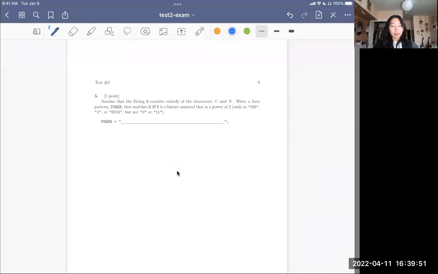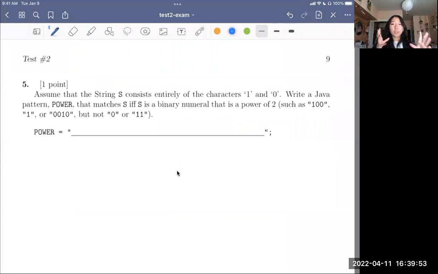Now we're going to talk about question 5, which is a Java pattern or regex problem. In this problem, we assume that the input string S consists entirely of the characters 1 and 0. We want to write a Java pattern, power, which matches S if and only if S is a binary number that is a power of 2.